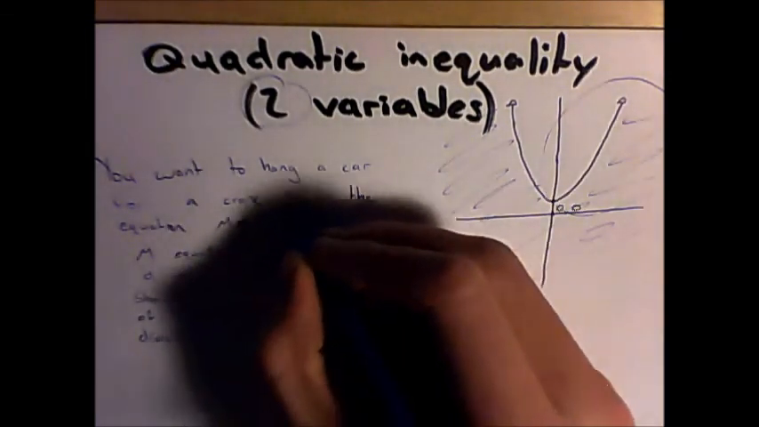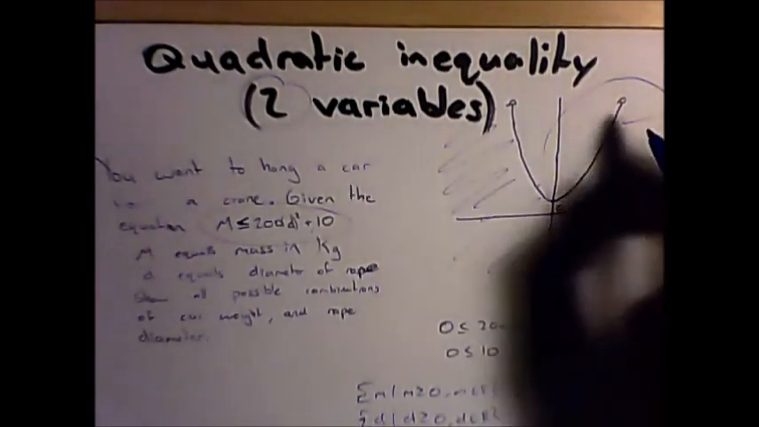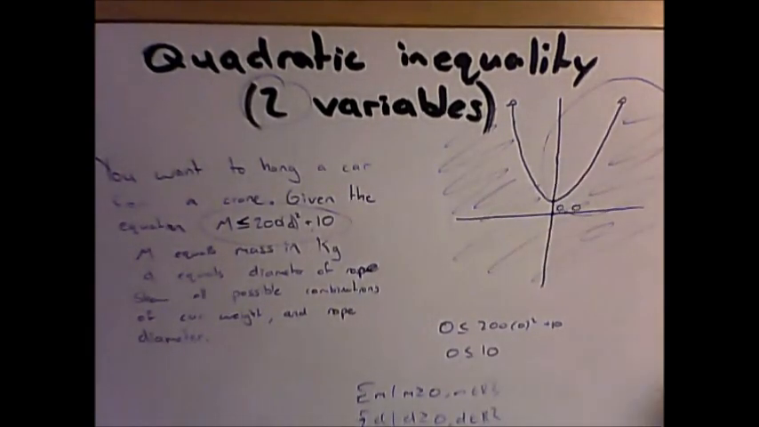We have our inequality here, and we have our graph. It's as simple as that to solve a quadratic inequality with two variables.